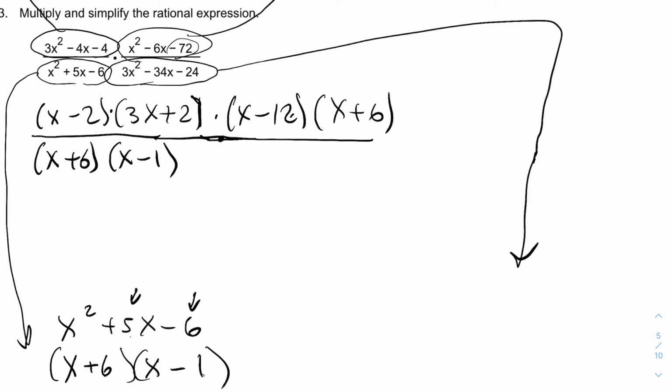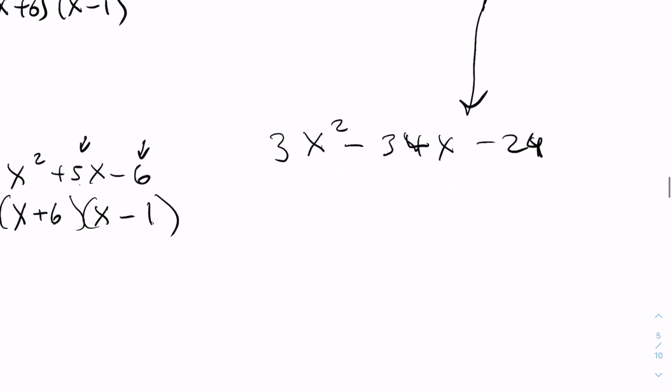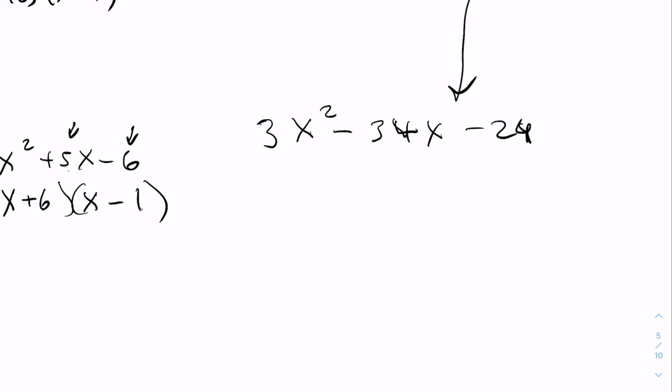So this problem is 3x squared minus 34x minus 24. Got to make sure I copy it down right this time. And once again, we're not super happy because we've got that 3. But we do have ways of dealing with it. We multiply 3 times negative 24.